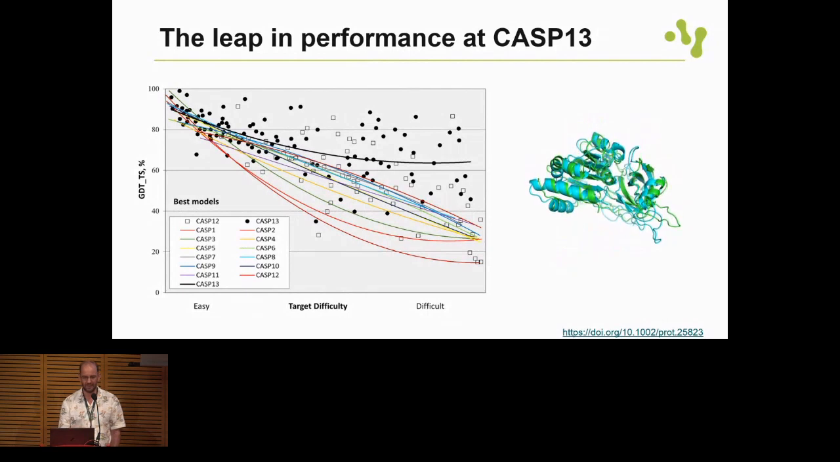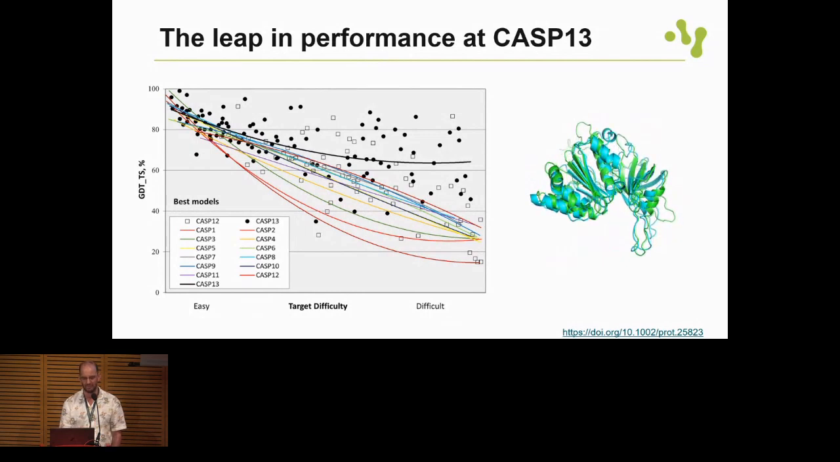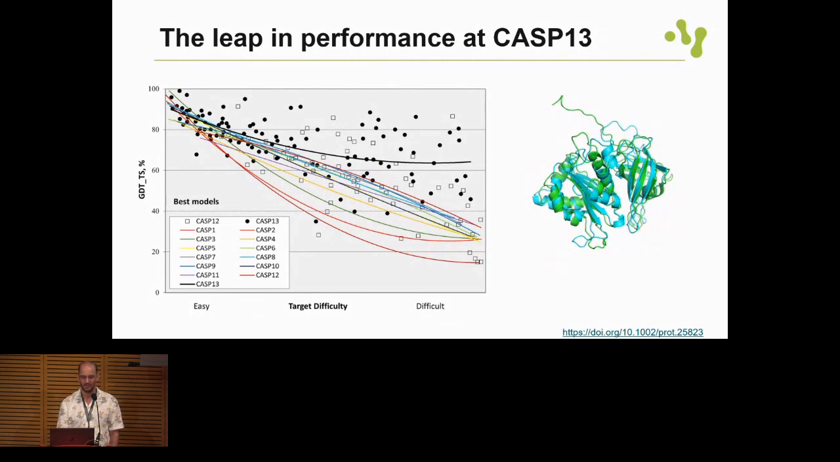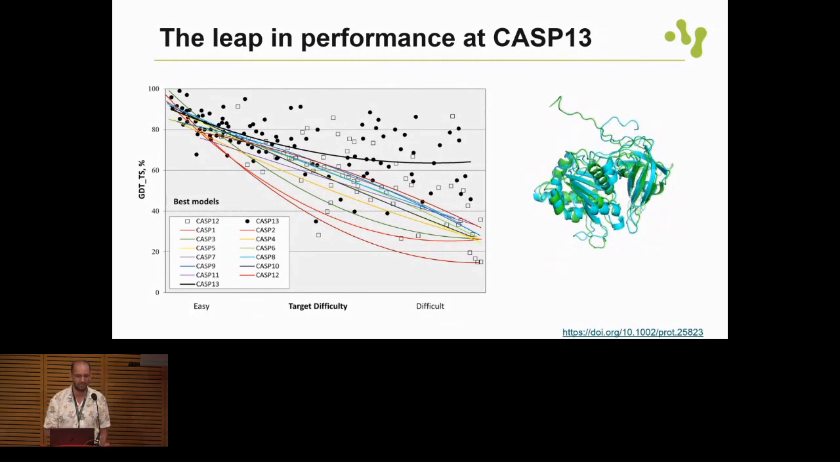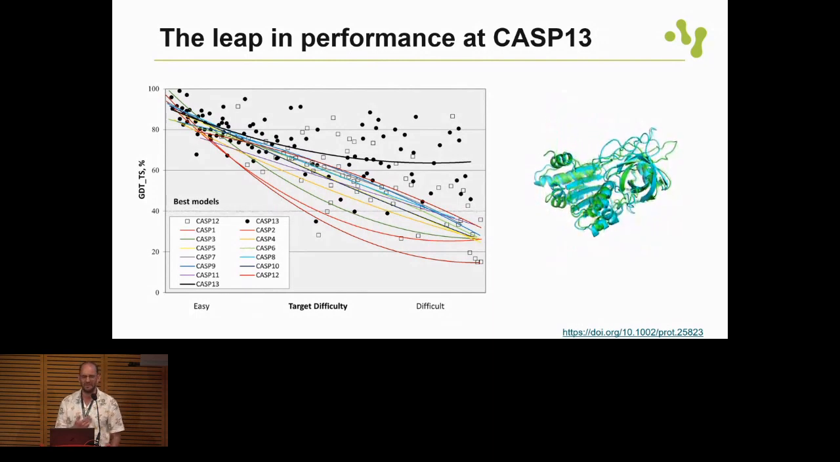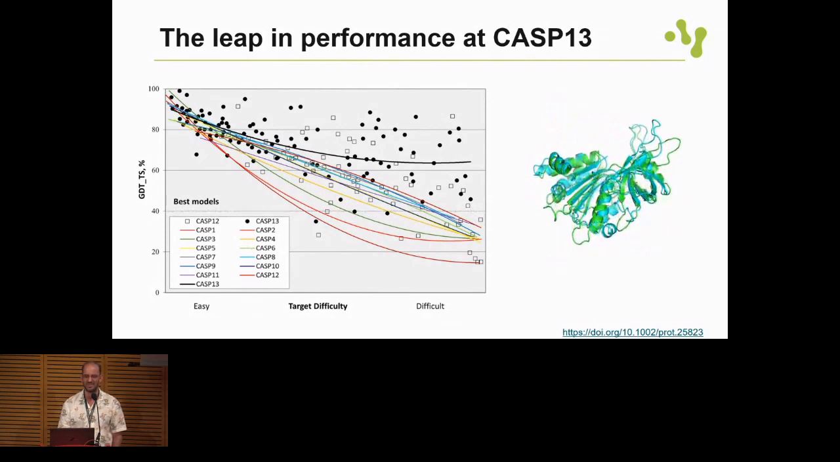Suddenly AlphaFold 1 was introduced. You can see the classical CASP picture where all the targets are divided from easy to difficult. You have the GDT_TS, so the performance basically between 0 and 100, with around 90 being more or less experimental quality. You can see that from CASP 1 to CASP 13 there was minimal improvement for the easy targets, but for the harder targets there was an improvement. And then there was a jump for the hard targets in CASP 13.